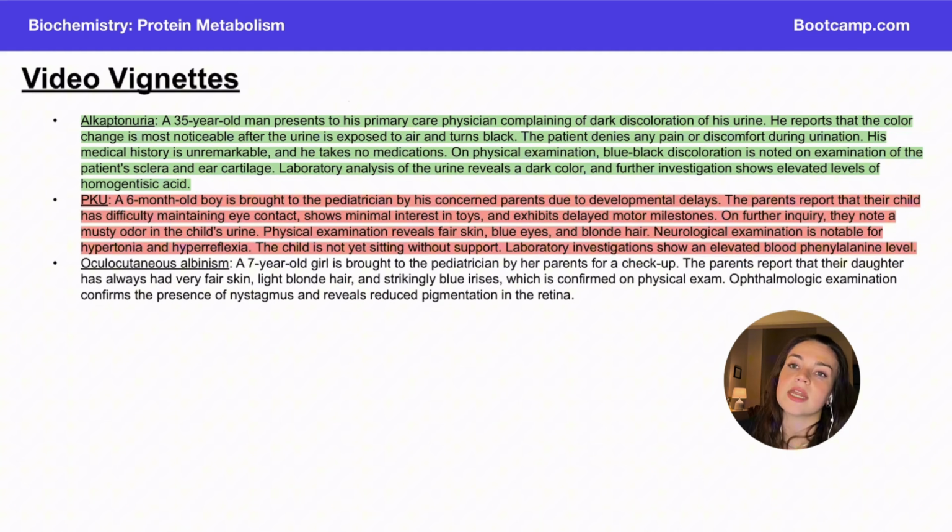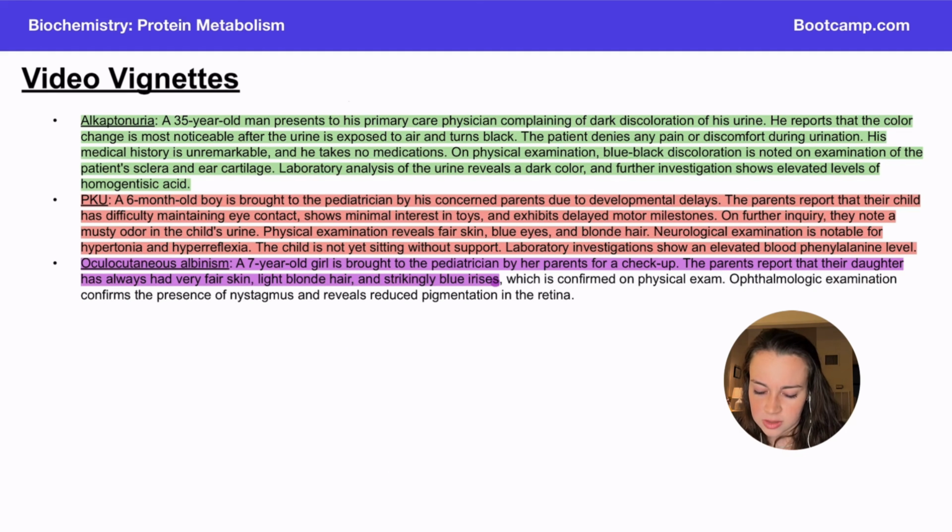So let's do our vignette, and this is a vignette specifically for a patient with oculocutaneous albinism. Let's say we have a 7-year-old girl who's brought into the pediatrician for a checkup, and the parents say that their daughter has always had pretty fair skin and light blonde hair and strikingly blue irises, which is confirmed on her physical exam.